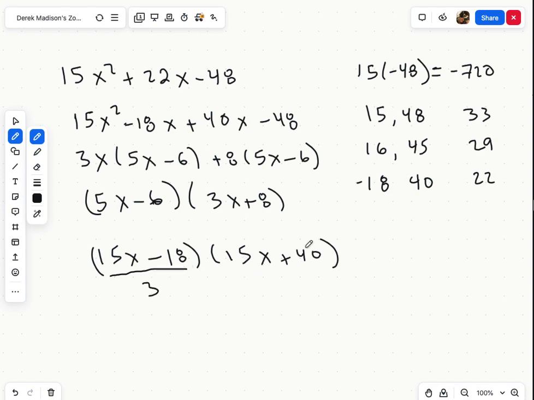And over here, 15 and 40, 5 would be the biggest thing I could divide out. And there's that extra 15 that's roaming around. So 3 goes into 15, 5x minus 6. I reduce with the 18 there. 5 goes into 15, 3x, and then plus 5 goes into 40, 8 times. And so again, either way I get the same answer.